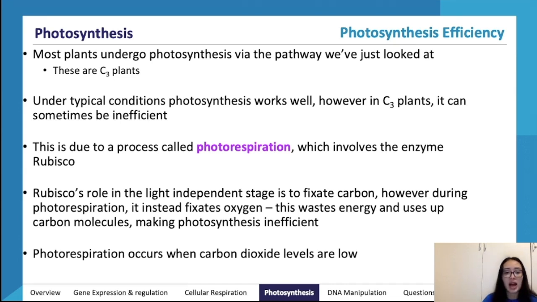So most plants will actually undergo photosynthesis via the pathway that we just looked at. These are C3 plants. So there are different types of plants. Under typical conditions, photosynthesis works pretty well. However, in C3 plants, it can sometimes be inefficient.